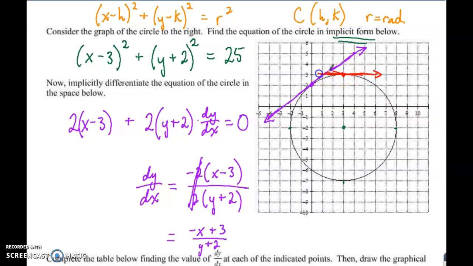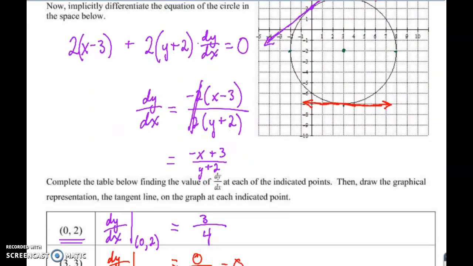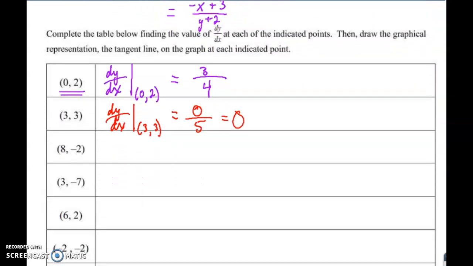So let me just ask the question a little bit differently. Where else would I have a horizontal tangent line? You can pause and try to figure that out. You could probably finish the table if you wanted to figure it out. But as I'm looking at it, the other horizontal tangent line would be down here. And you can verify that because if you plug in 3 for x and negative 7 for y, this will give you 0.